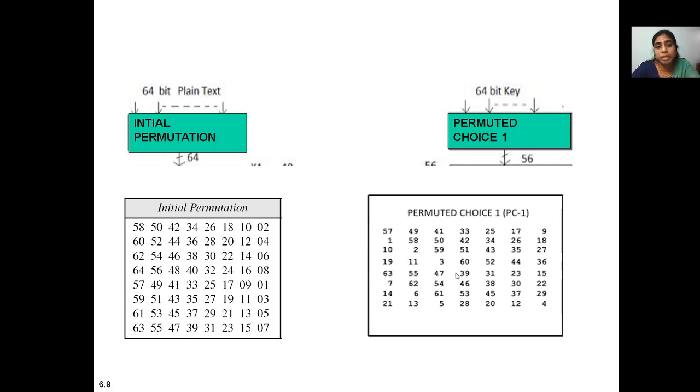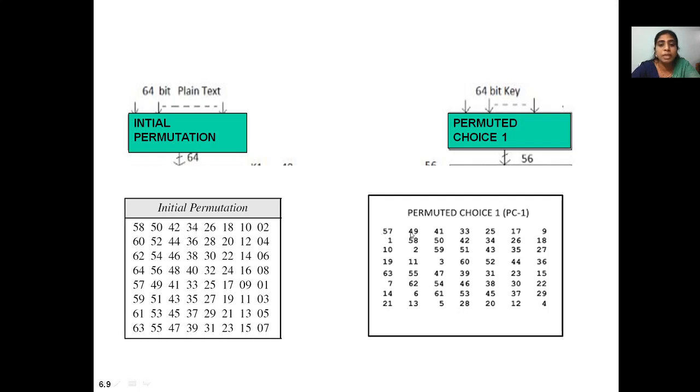Similarly, in permuted choice 1, the 64 bits are compressed to 56 bits. There is a certain logic here: you can observe that the multiples of 8 are missing. The multiples of 8 are removed, that is 8 bits are removed, and we compress the 64 bits to 56 bits.